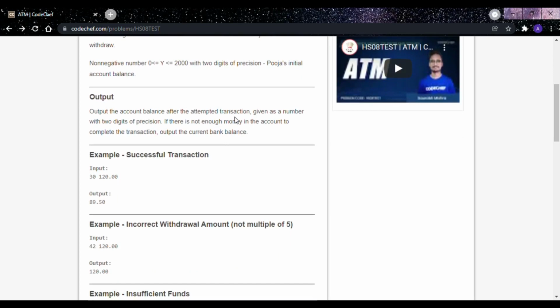Now if we move to the output section, we are supposed to output the account balance after the attempted transaction given as a number with 2 digits of precision. Now this 2 digits of precision means that after the decimal point, two places of number will be acceptable. Then if there is not enough money in the account to complete the transaction, output the current bank balance.